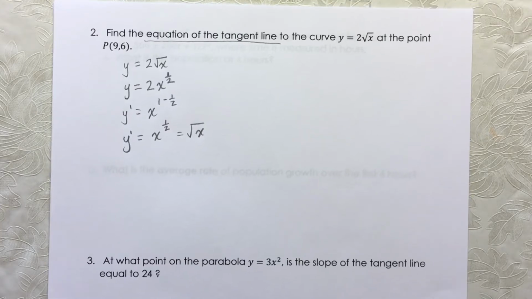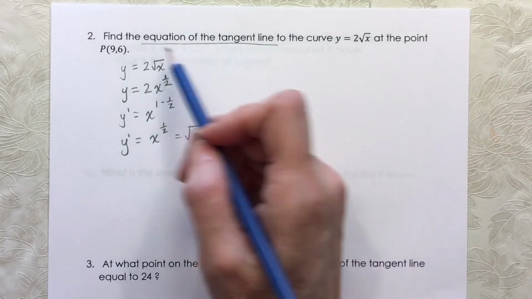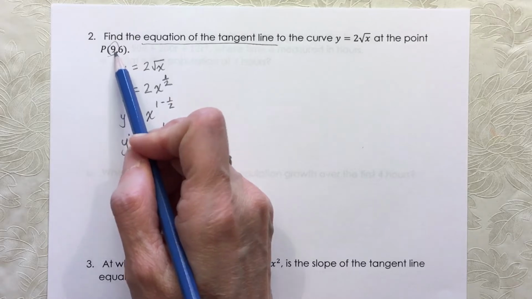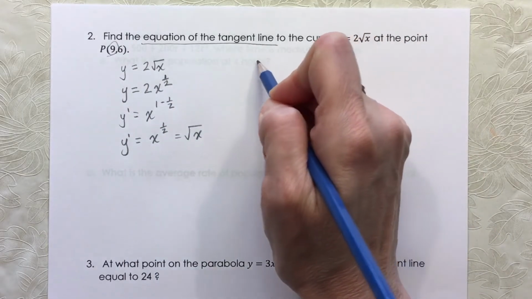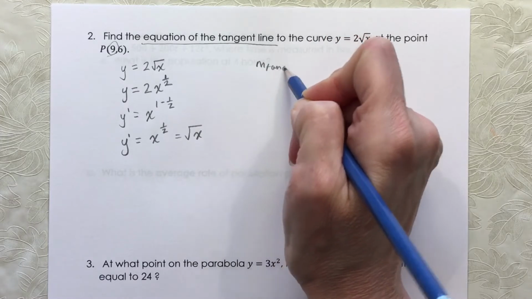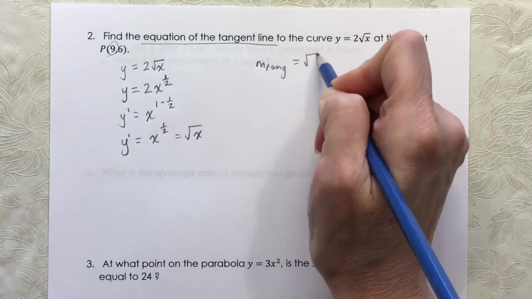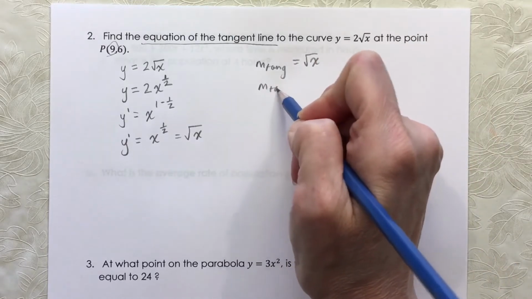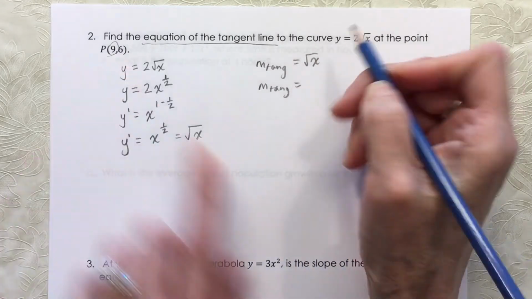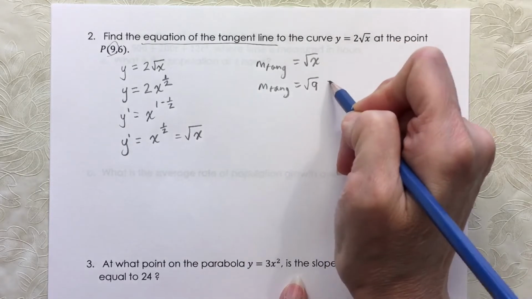But we want to know the equation of the tangent line at the point P 9, 6. So if we know that the slope of the tangent at any point is the root of x, then the slope of the tangent at this point 9, 6 would be the root of 9, which is 3.